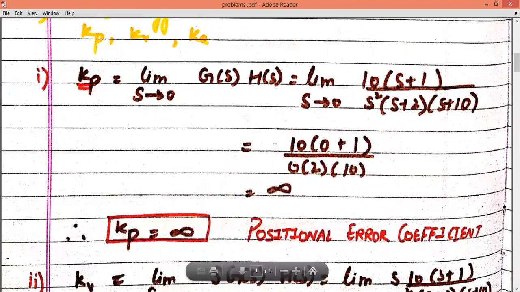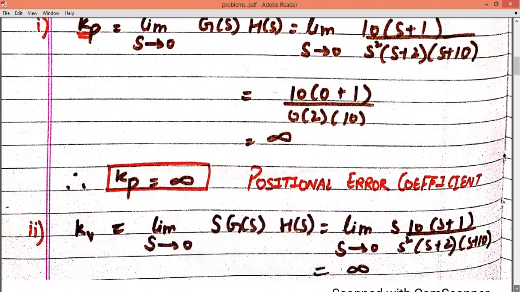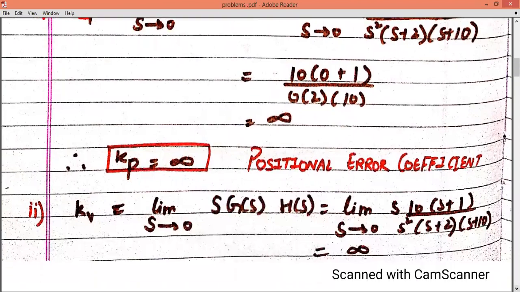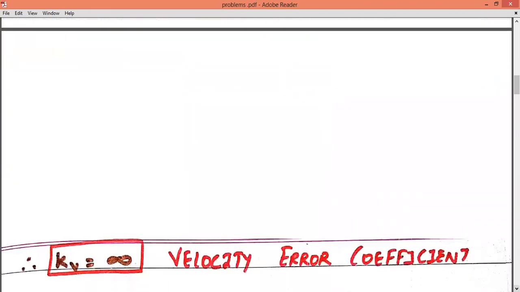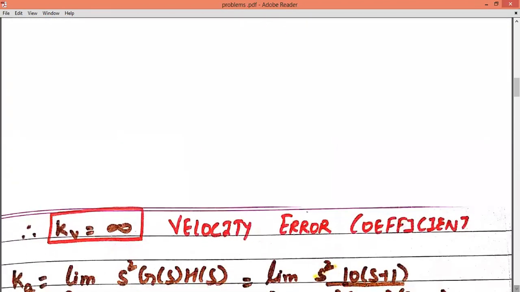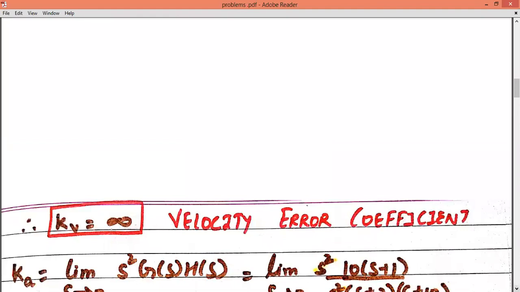Again we will find the next static error constant, which is Kv. Here it is limit S tends to 0 of S into G of S into H of S. After applying the limit, we also get Kv equals infinite. Therefore the velocity error coefficient is also infinite.